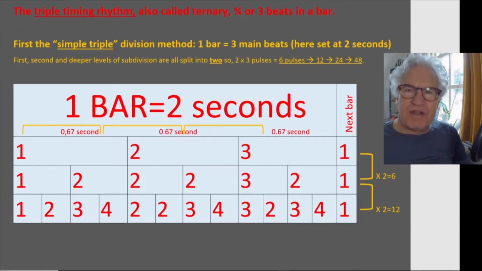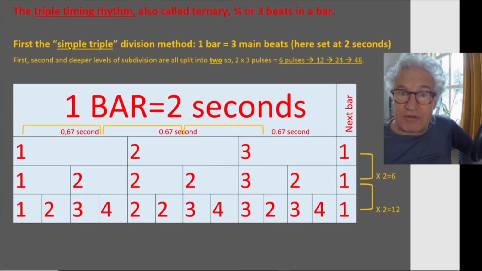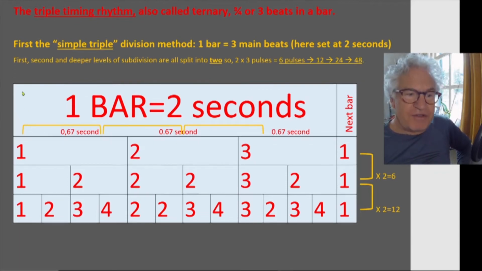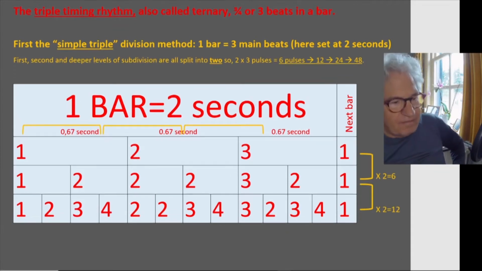Next, triple timing. How can we subdivide the three beats in a bar from triple timing? First, the simple triple division method. Here, the first, second, and all deeper levels of subdivision are all split into two. So 1, 2, 3, 1, 2, 3, 1, 2, 3 is split up in only six sub pulses. And a deeper level, again split up by two, resulting in 12 sub-pulses, 24, 48.